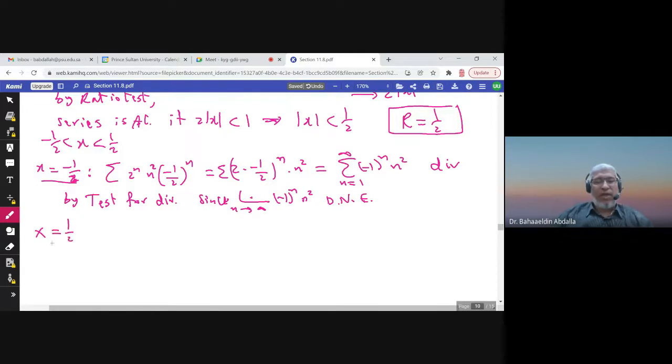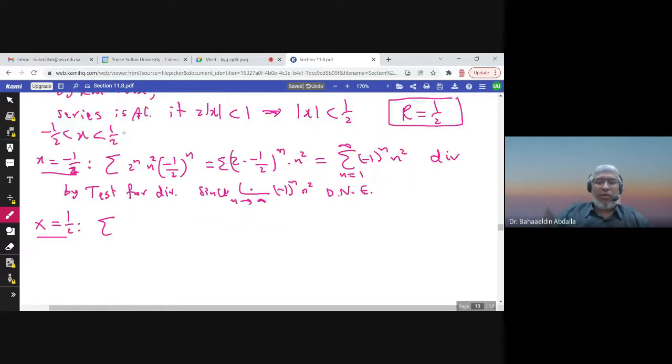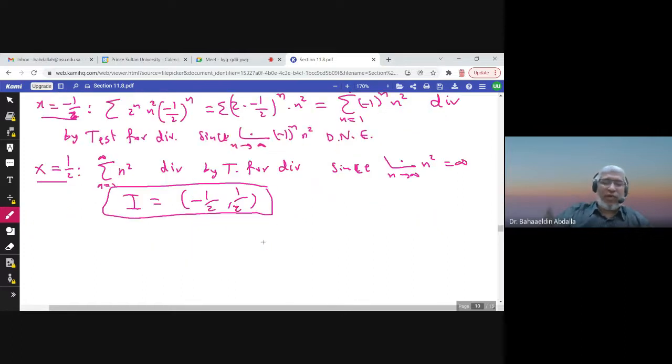While if x is half, then when I replace x by half to the power n, it will cancel with this. 2 to the power n over 2 to the power n would be 1. And I'll have summation of n squared. And this is divergent by the test for divergence, since the limit of n squared when n goes to infinity is infinity. So the interval of convergence is the open interval negative half to half.